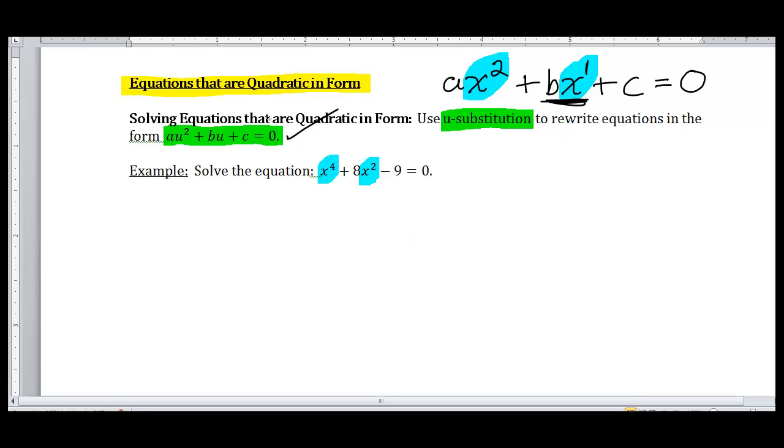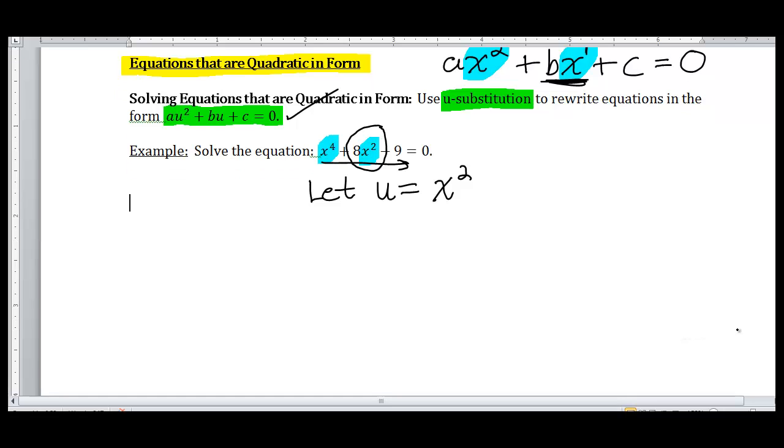And so what I'm going to do when I say U substitution is I'm going to let my U, which I create out of the blue, be that single term, which is that x squared. I don't want it to be the double one. I want it to be the single one. And if this is always written in descending order, we've got x to the 4th, then x squared, then our constant term, then I'm always going to choose my middle term to be my u, or the variable part of that middle term.